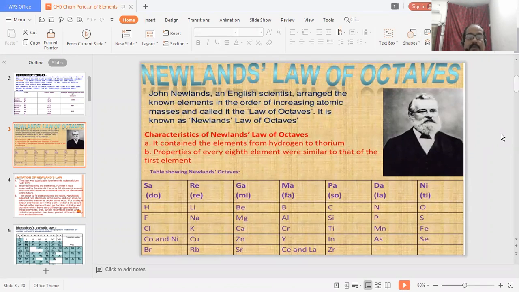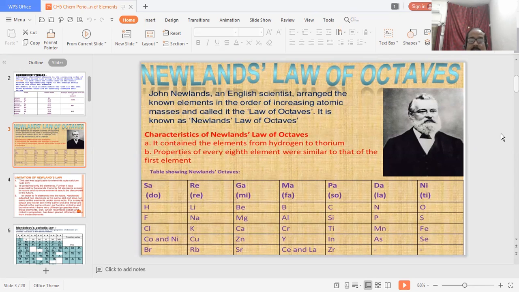Dear students, in the previous video we discussed Dobereiner's triads, the classification of elements according to Dobereiner. Each triad is a set of three elements, and the atomic masses of the first and last elements are added and divided by 2. This gives the approximate atomic mass of the second, middle element.